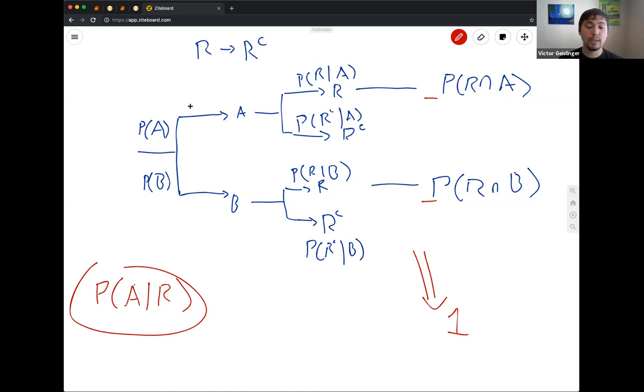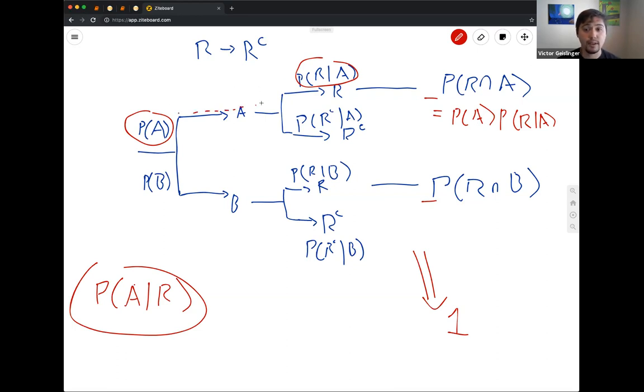Now we can just follow this pathway. The first thing is P of A happening, and then when we get to here, R happens, so we have P of R given A. That's equal to the probability of R and A happening. So this is just equal to P of A times P of R given A. And hopefully you realize, oh wait, we've seen this before. This was conditional probability, and you can see that's the visual interpretation.